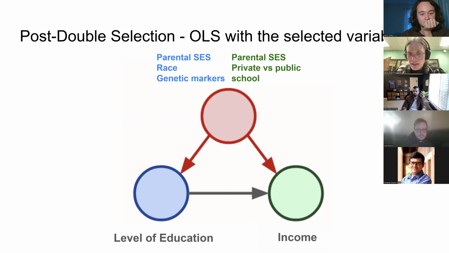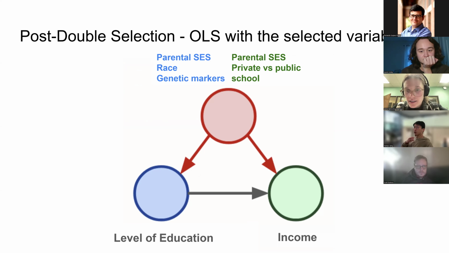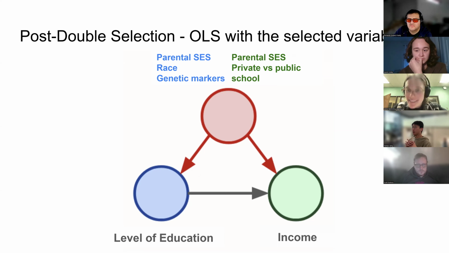Any questions on that? Hi, Jenna, I have a question. Yes. For the first lasso, lasso can only identify parental SES, race, genetic markers, but not the private versus public school, right? Yep. Okay, so the second lasso identifies private versus public school, and then you combine all of them, right? Exactly.